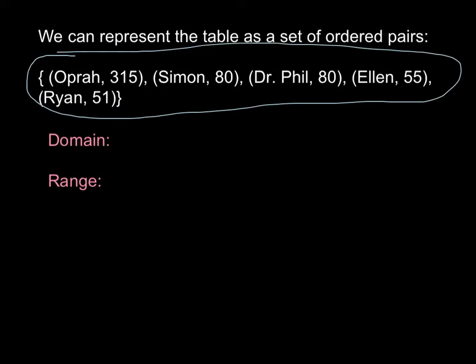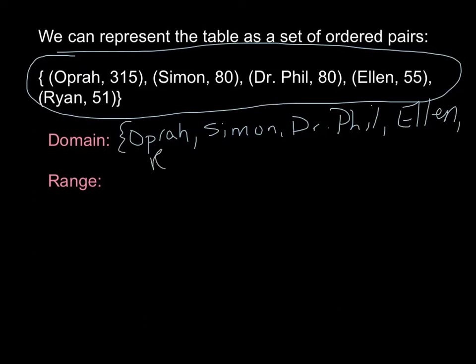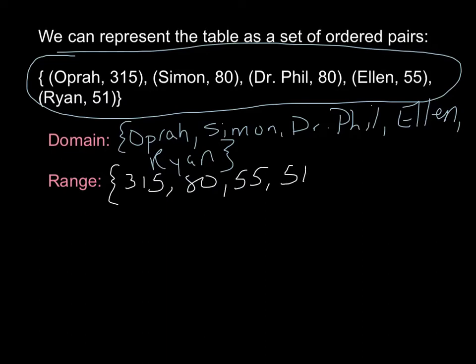Okay, so if we wanted to identify the domain of this relation, the domain is going to be the set containing Oprah, Simon, Dr. Phil, Ellen, and Ryan. The first component of each ordered pair is part of what we call the domain. The range is the set that contains the second element of each ordered pair. 315, 80, 55, and 51.